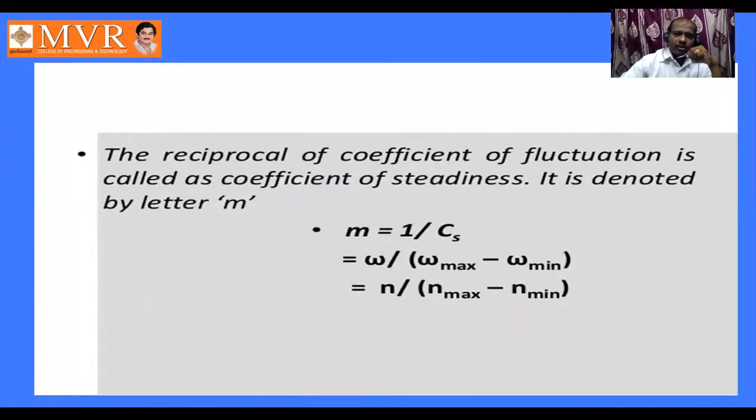The reciprocal of the coefficient of fluctuation of speed is going to be called the coefficient of steadiness. It is denoted by the letter m. So m is equal to 1 by Cs. So how to calculate this coefficient of fluctuation of speed, we will discuss. For that we need minimum speed, maximum speed, and the average of them, which gives the coefficient of fluctuation of speed. The reciprocal of that coefficient of fluctuation of speed is called the steadiness.